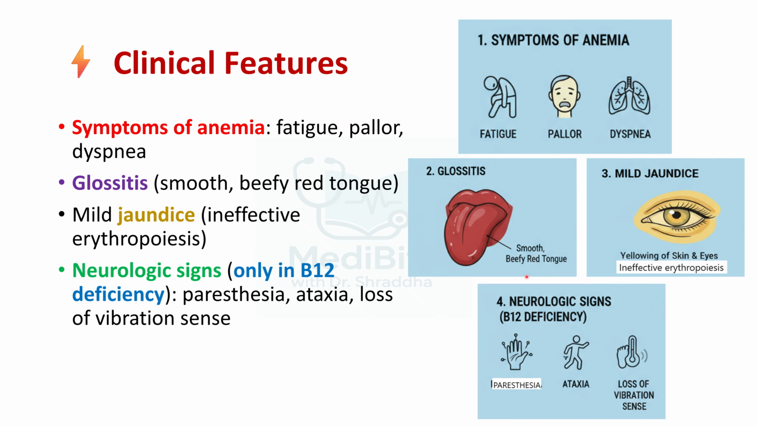The key differentiator is the neurologic involvement, seen only in vitamin B12 deficiency. This includes numbness or tingling, paresthesia, unsteady gait, ataxia, and loss of vibration or position sense due to posterior column demyelination. Remember students, folate deficiency never causes these neurological signs.